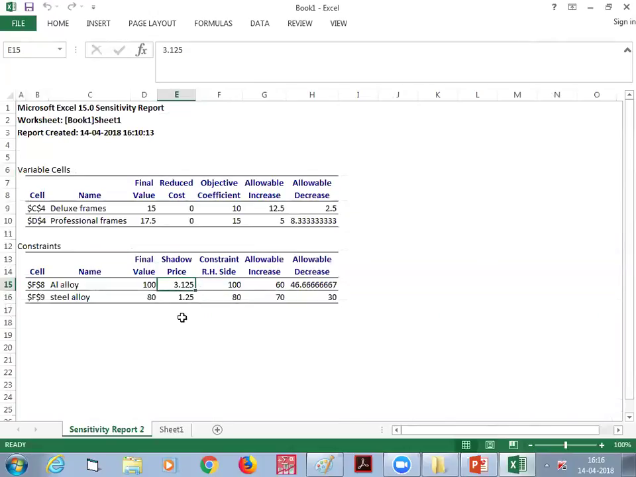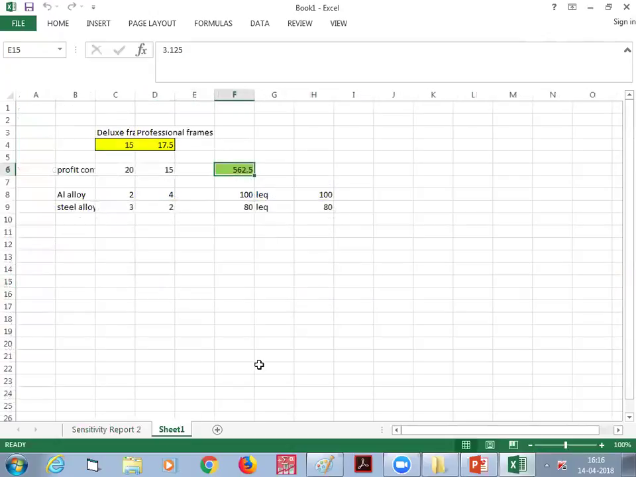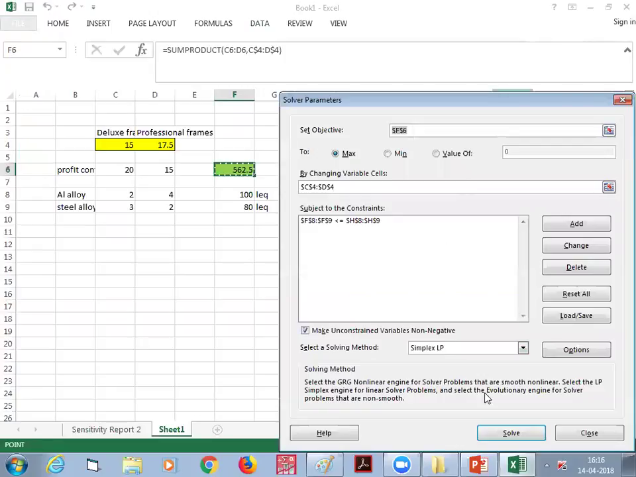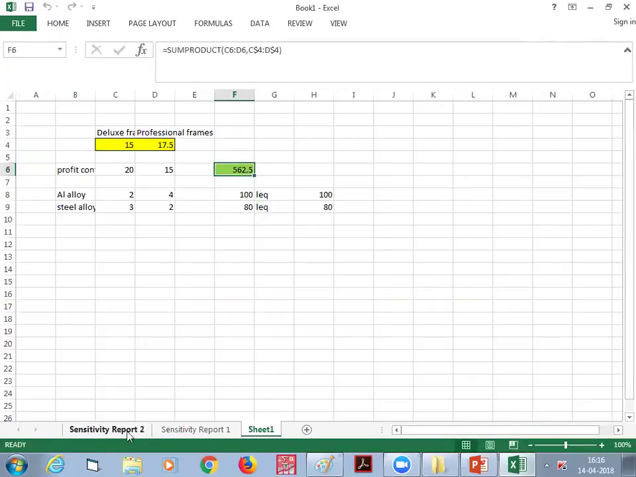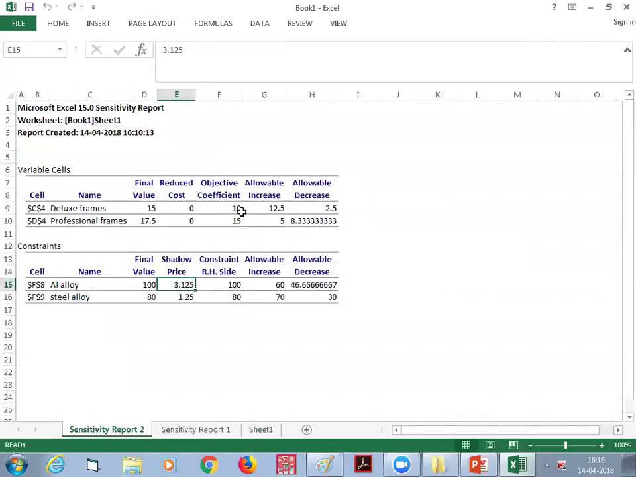Okay, now, what was I saying? Now let's come, oh, I didn't do that. Sorry, let me do this again. So I'll solve this. So I've changed it. Now let's see the sensitivity analysis of this. So earlier, this was our coefficient range: 10, up to 22.5, down to 7.5.